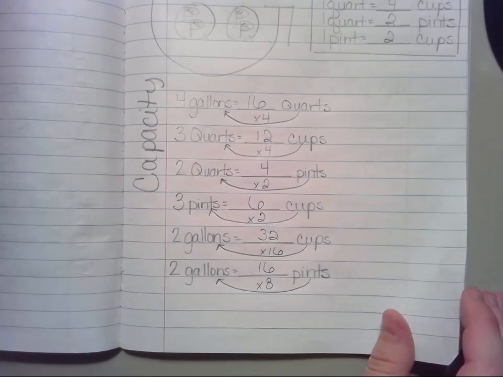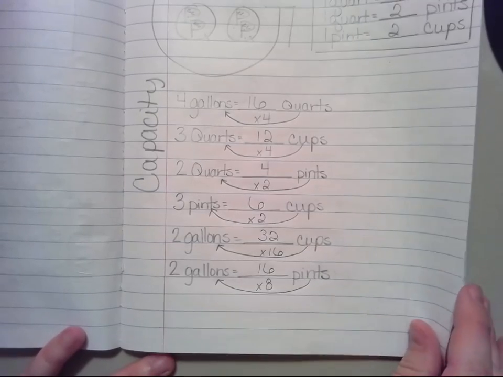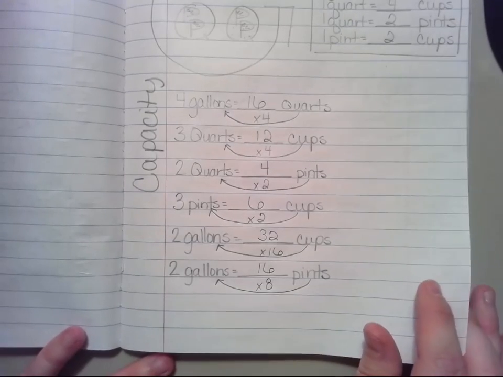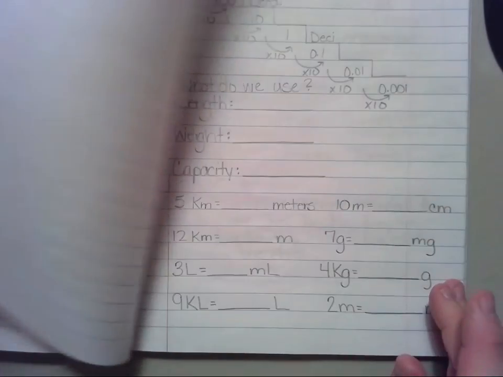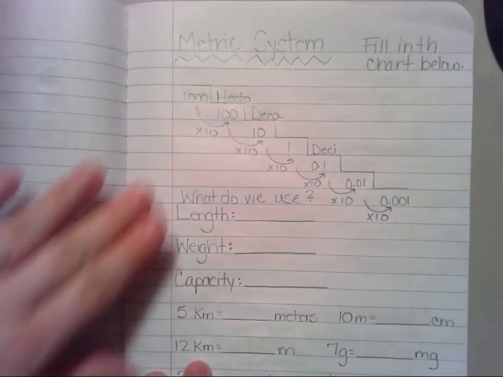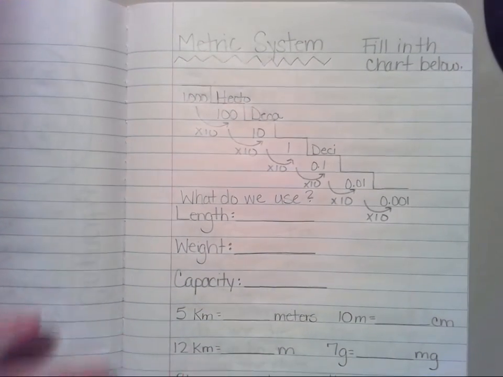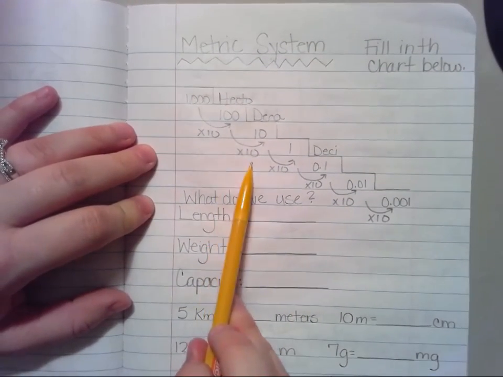That is the customary system. That's what we use here in the United States. Okay? The next we have the metric system. This is what the rest of the world uses. It works on the powers of 10.